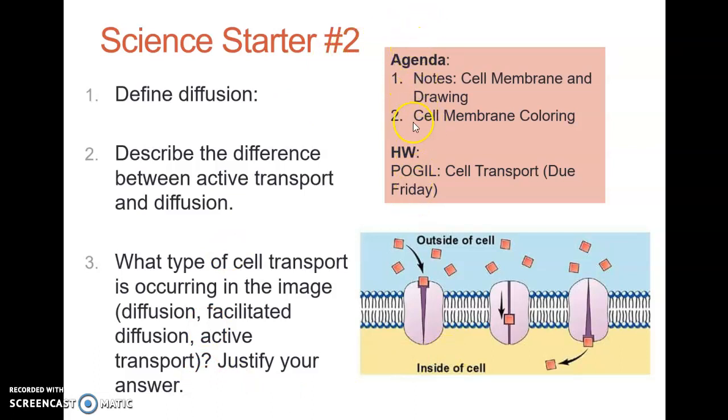Just a note on the agenda, we are doing the notes right now, but we're not doing this drawing or this cell membrane coloring. The only homework you have today is the POGIL, which is already up on Google Classroom. Some of you guys have already done it. Kudos. It is not due Friday. It is due today. So that's the only thing we're doing today besides these notes. And they're not too bad. They're pretty short. So let's get through them.